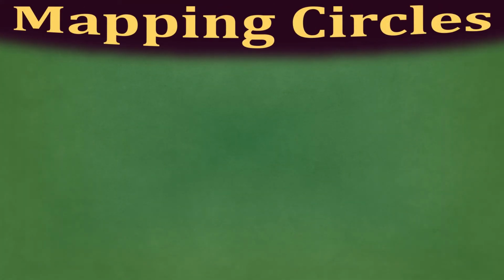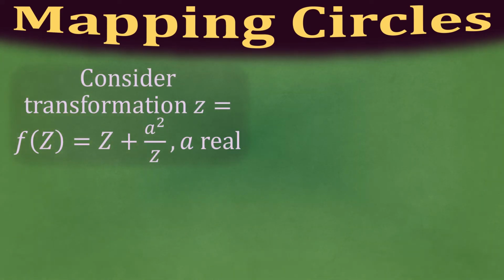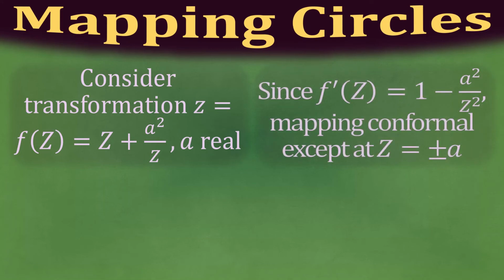Now, let's discuss mapping circles. Consider the transformation z equals f(Z) equals Z plus a squared over Z, where a is a real number. Since f'(Z) equals 1 minus a squared over Z squared, the mapping is conformal except at Z equals plus or minus a.